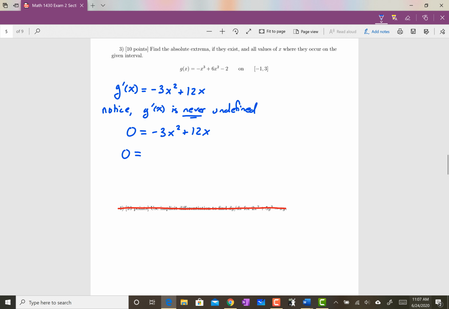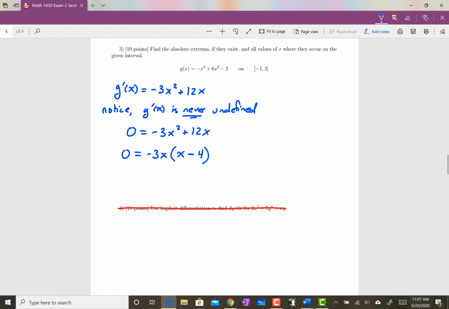So my numbers are negative 3 and positive 12. They share a factor of negative 3. My variables are x squared and x. They share a factor of just x. So what's missing? Well, in my first term, I'm missing a factor of x. In my second term, I'm missing a negative 4 because negative 3x times negative 4 would give me positive 12x.